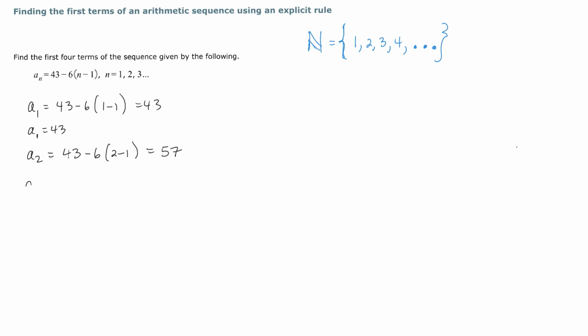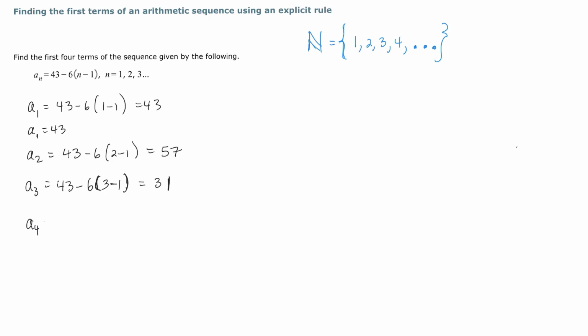So let's find a sub 3. A sub 3 is equal to the next expression, which is 43 minus 6 times (3 minus 1). And of course, do order of operations first. So 43 minus 12 is 31. So a sub 3 is 31. In this problem here, you're just simplifying 4 expressions. Let's simplify the 4th expression.